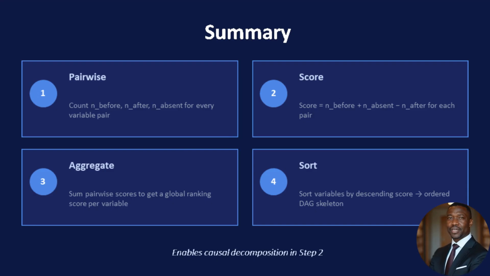Let's close with a summary of what step 1 accomplishes. First, for every pair of variables, we extract 3 counts from the knowledge base: n before, n after, and n absent. Second, we compute a pairwise score using the formula n before plus n absent minus n after, which quantifies the directional evidence for each pair. Third, we aggregate these pairwise scores into a global ranking score for each variable by summing across all partners. And fourth, we sort variables by their global scores in descending order to produce the final temporal ordering.